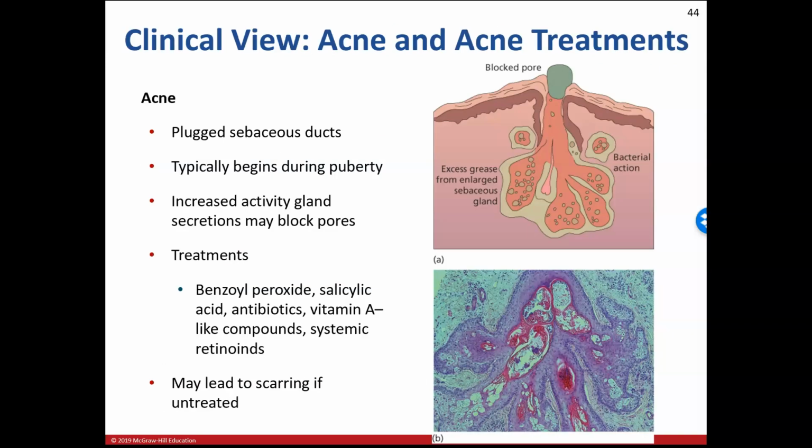And here is a clinical view on acne and acne treatments. The way acne can take place is if we have plugged sebaceous ducts. It typically is going to begin around puberty, and we start to see an increase in the activity of these sebaceous glands that may cause that blockage of the pores. And treatment could be with benzoyl peroxide or salicylic acid, antibiotics, vitamin A-like compounds, and systemic retinoids. If it is left untreated, it may also lead to scarring.